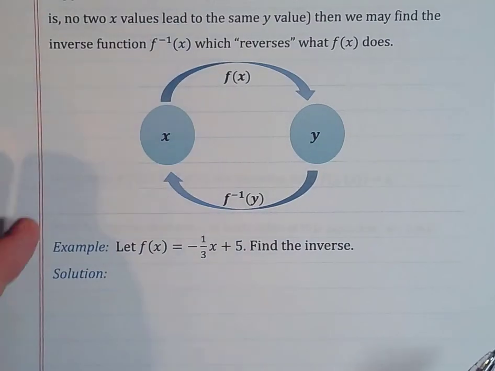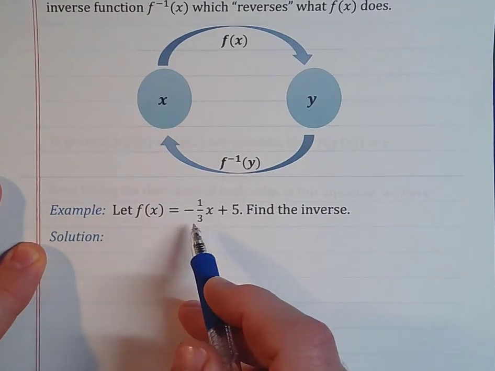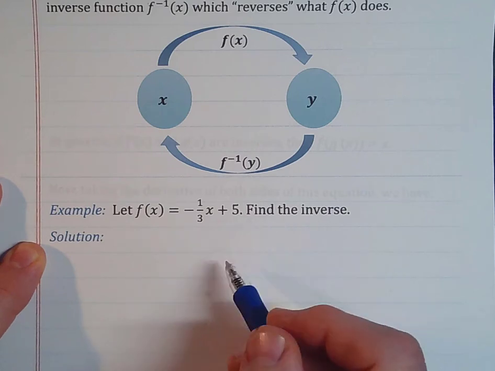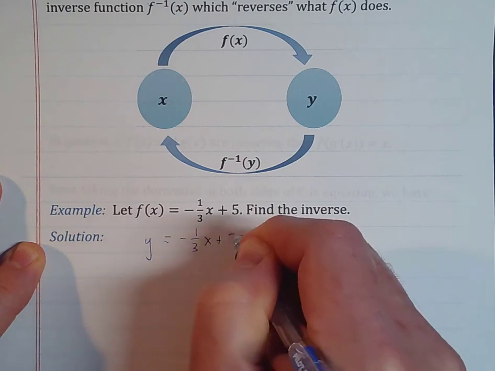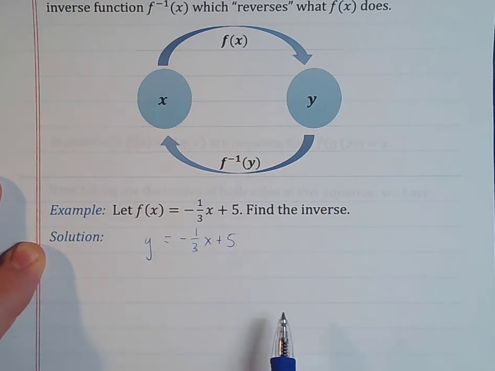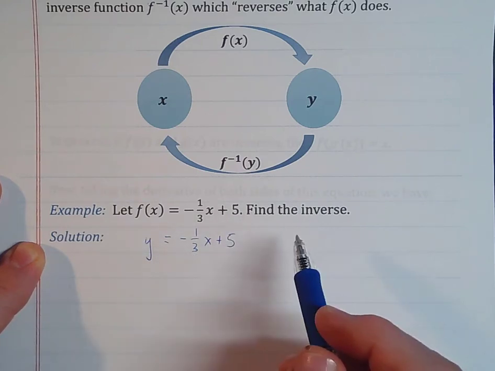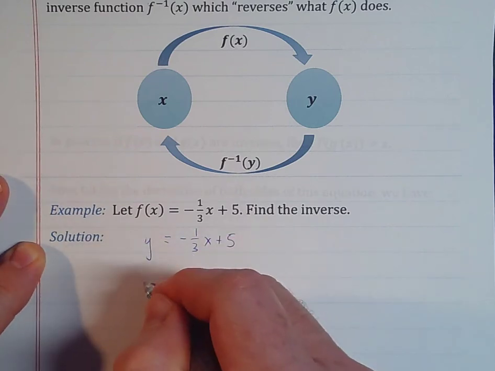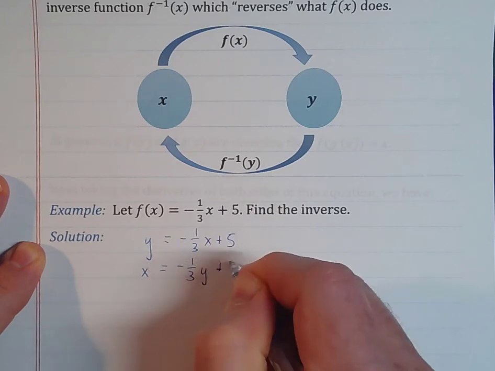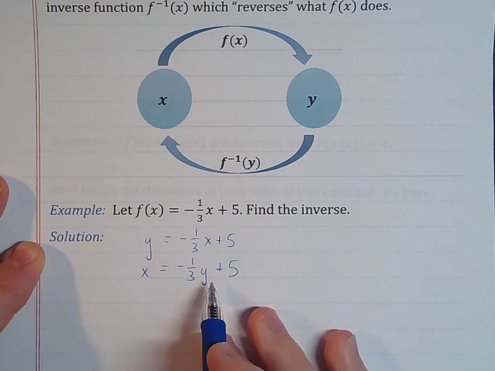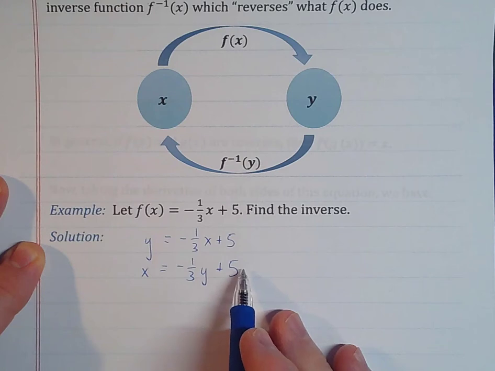So how do we find an inverse first of all? I'm going to rewrite this here. I've got f of x equals negative 1/3 x plus 5. I want to find the inverse, and I'm going to rewrite this as y equals negative 1/3 x plus 5. All I did here was put a y where the f of x is. To find the inverse, essentially we're interchanging the roles of x and y. So I'm going to write down an x where the y is, and a y where the x is. And then I'm going to solve this for y. So I've got x equals negative 1/3 times y plus 5, and I'm going to solve it for y.